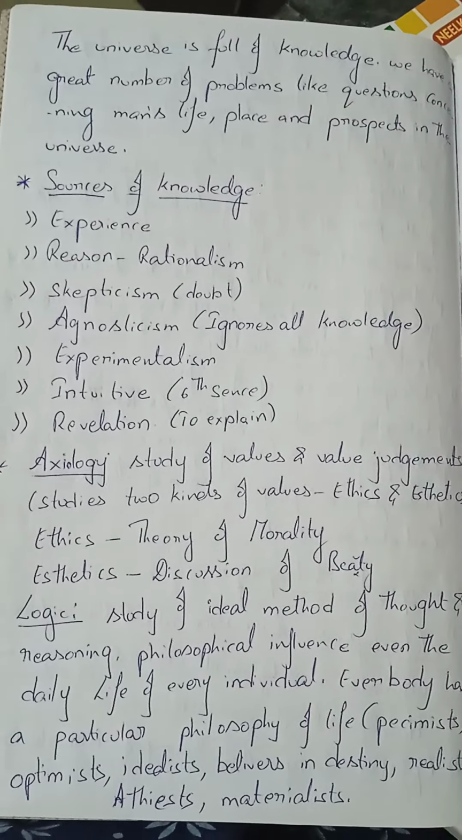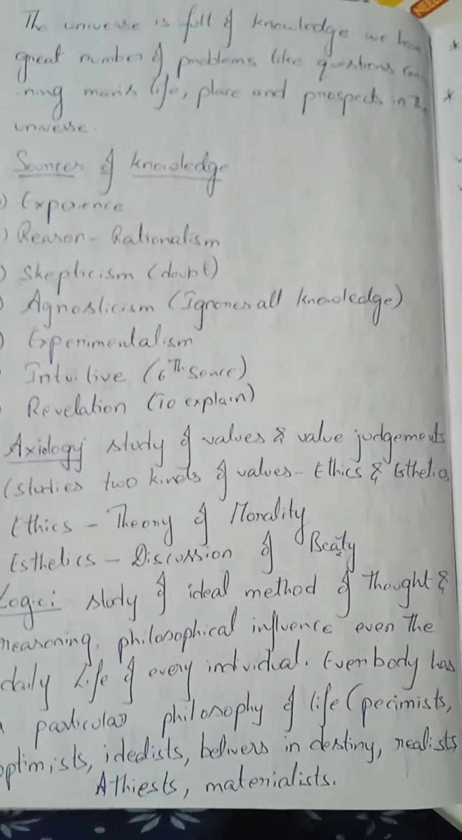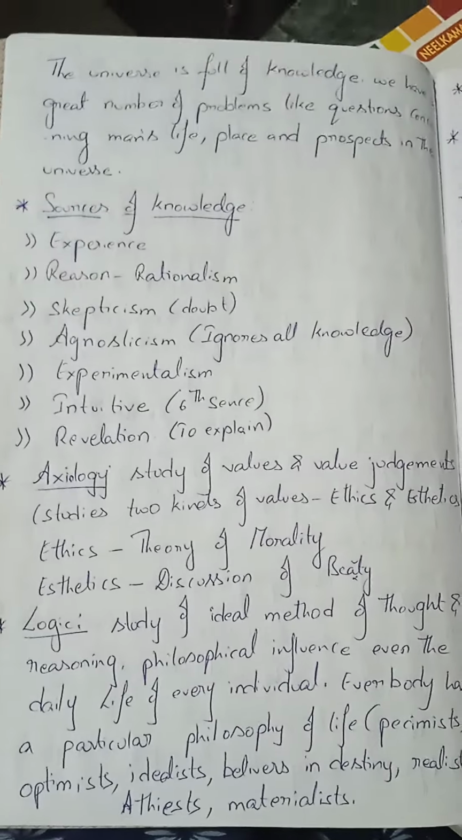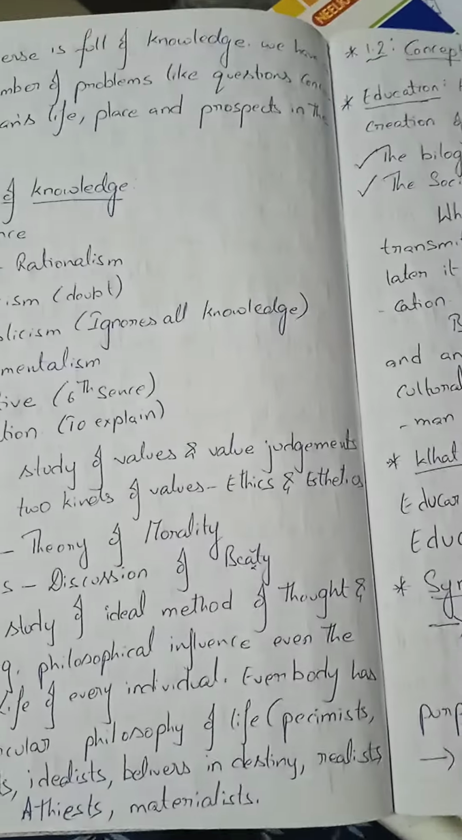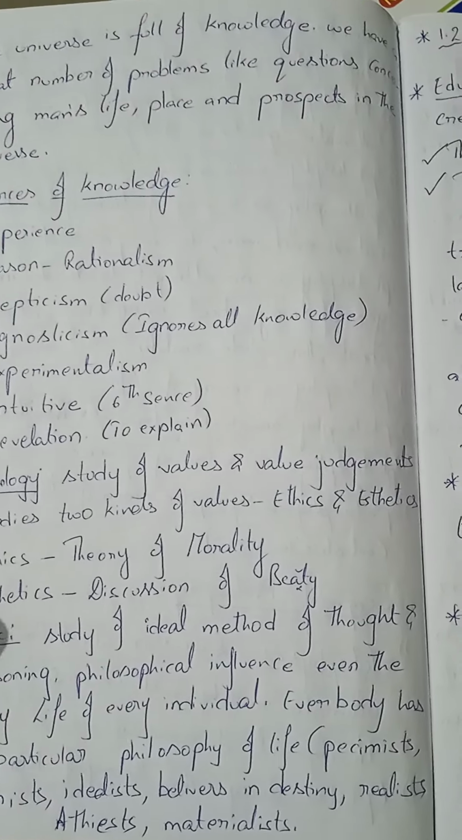Philosophy influences even the daily life of every individual. Everybody has a particular philosophy of life. This means pessimistic, optimistic, idealistic, believers in destiny, realistic, aesthetic and materialistic.